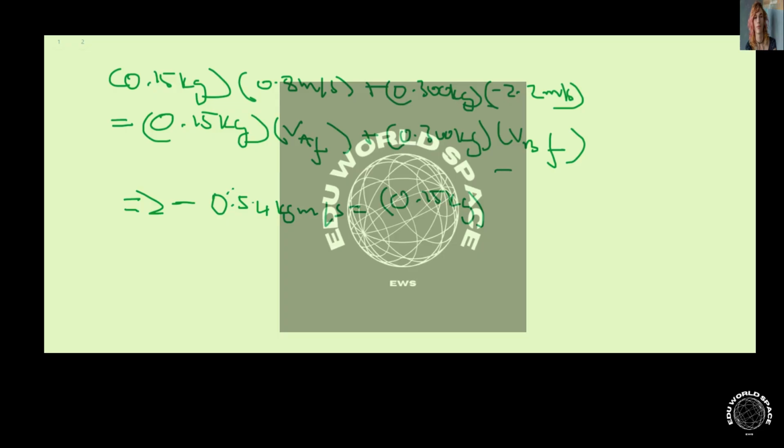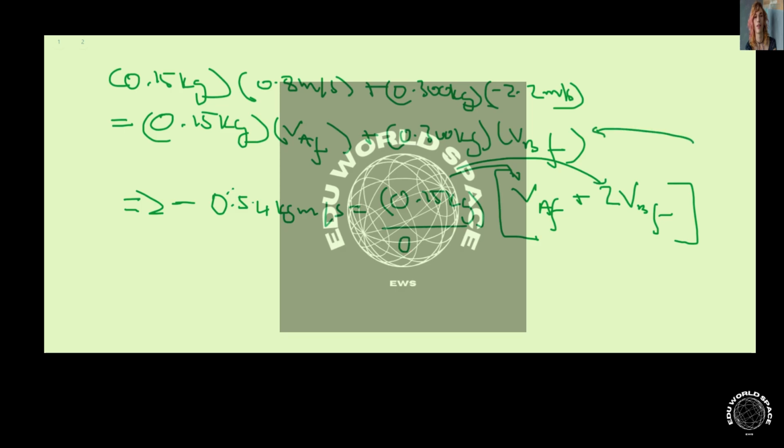If we pull out 0.15, we're left with final velocity of A plus twice final velocity of B. Remember distributive property. If you do that, you're going to end up with what we exactly have right there. And then we divide both sides by, not 1.5, but 0.15 kilograms.